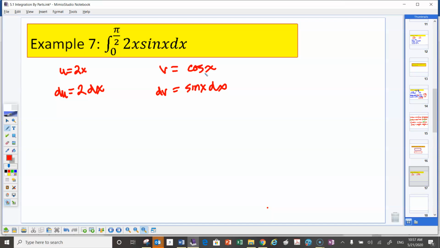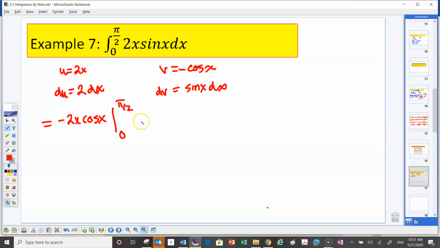So using integration by parts, it'd be u times v, so this should be a negative cos x. It would be 2x times negative cos x, which is negative 2x cos x, and I have to evaluate that from 0 to pi by 2, minus the integral from 0 to pi by 2 of v, which is negative cos x, du, which would be 2 dx.